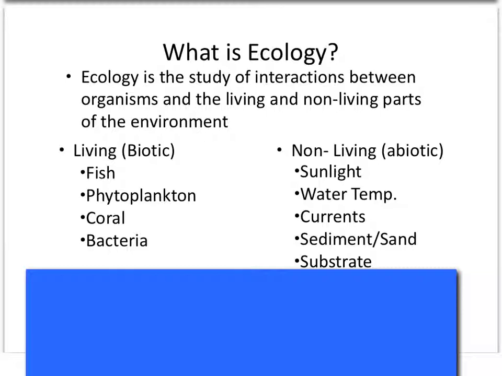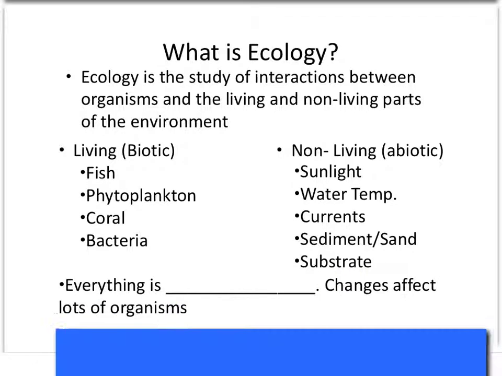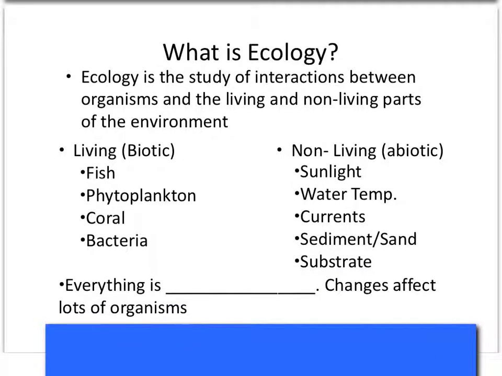A really, really important thing, and this kind of gets at it, is that everything is interconnected, right? We have sediment affecting water, things like that, or the amount of phytoplankton. If phytoplankton disappears, that's going to affect fish, which is going to affect other things, right? Food chains, food webs, everything is interconnected. Changes affect lots of other organisms. If something disappears or something increases in number, that's going to affect something else. Really, really big deal.